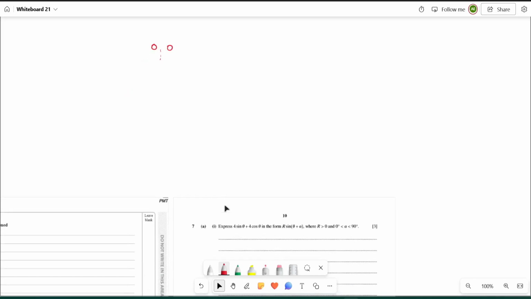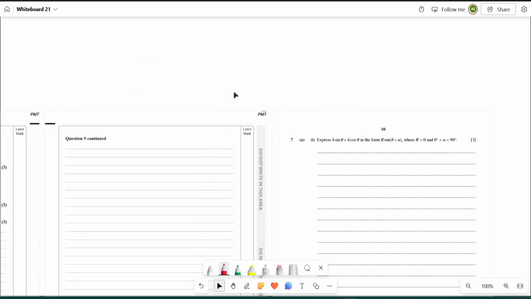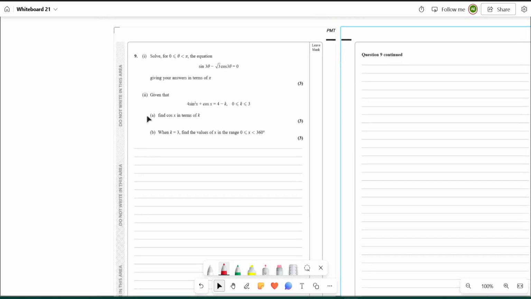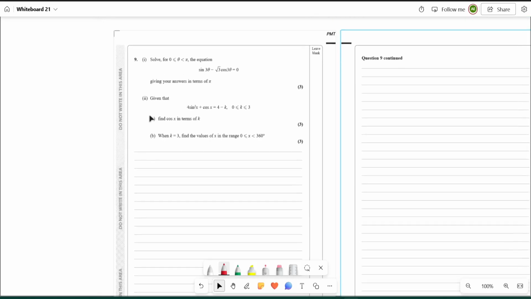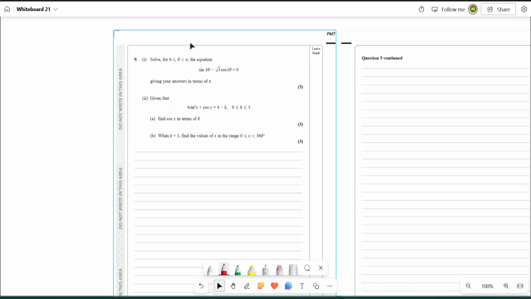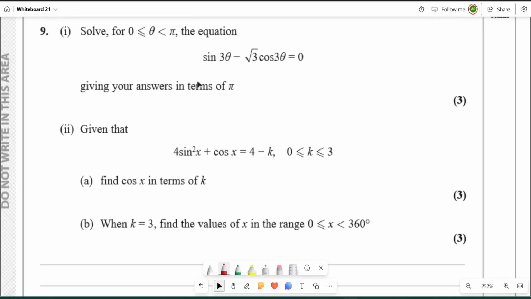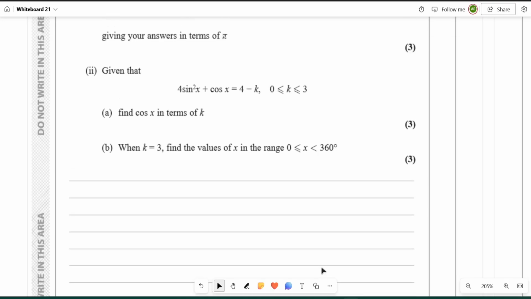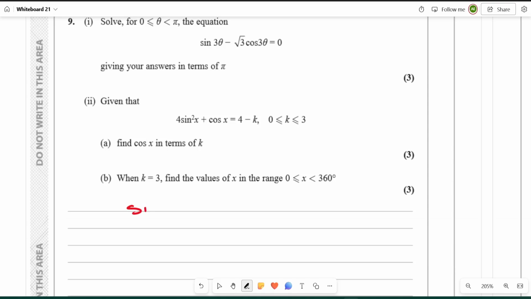All right. Let's move on to the next question. This question says solve, and it gave us a range and it looks like it's in radians, so we need to set our calculators accordingly. Solve this equation: sine 3 theta minus root 3 cosine 3 theta equals 0.